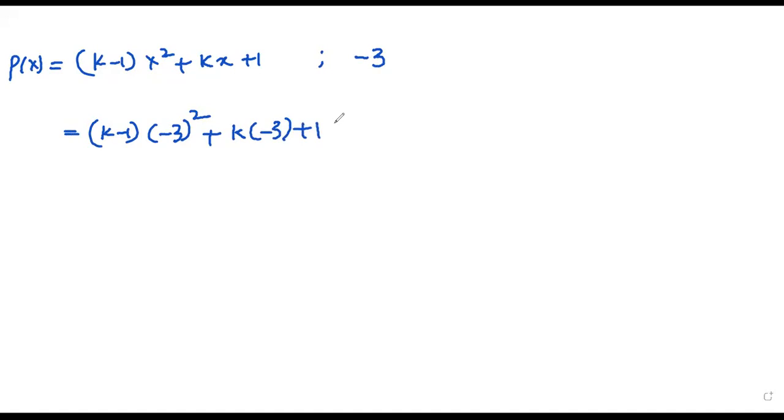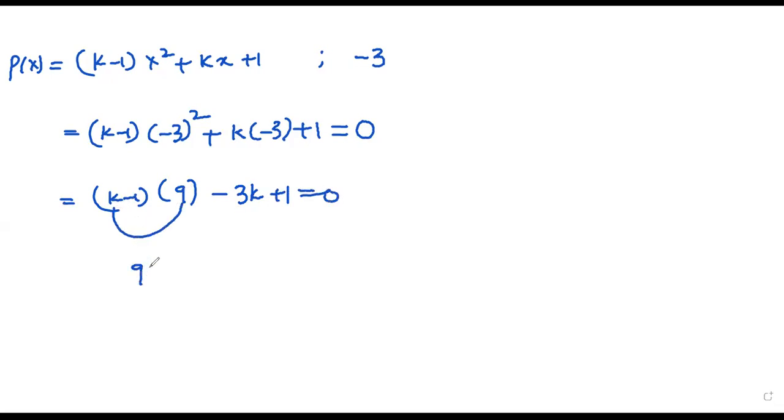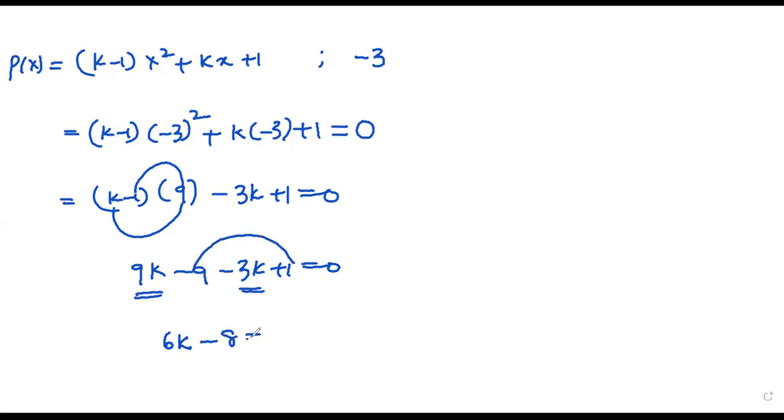I said already, if they are saying this minus 3 is the zero of the polynomial, it means the total polynomial will lead to 0. So here k minus 1, this minus 3 square will become 9, minus 3k plus 1 is equal to 0. If you multiply k into 9, 9k, and minus 1 into 9, minus 9, minus 3k plus 1 equal to 0. 9k and minus 3k will become 6k. Minus 9 and plus 1 will become minus 8 equal to 0.